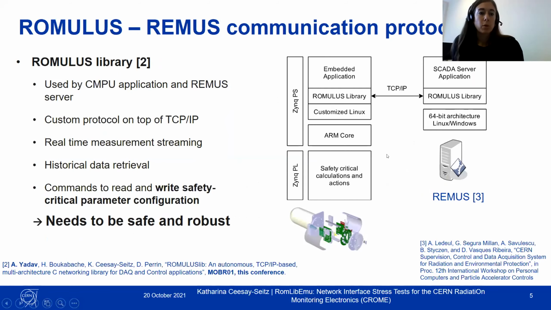We have developed the Romulus library that has been introduced on Monday by my colleague Amitabh Yadav. It is used by the CMPU application and by the Remus server to communicate. It implements a custom protocol on top of TCP/IP, and it can be used to get real-time data and historical data from the CMPU. And also it can be used to write and read safety-critical parameters. And especially because it can write the parameters, it has to be really safe and robust.